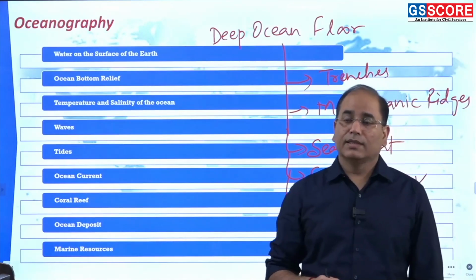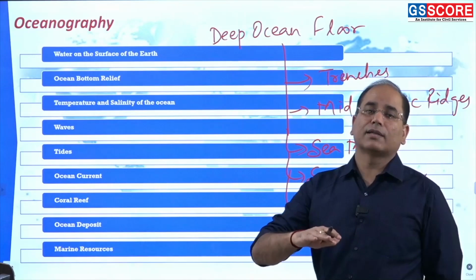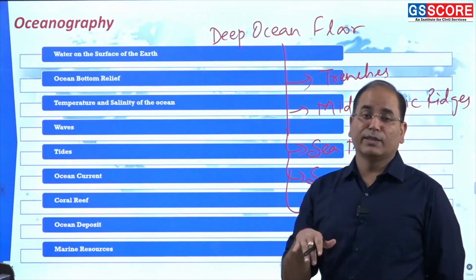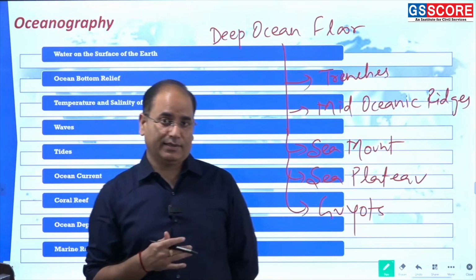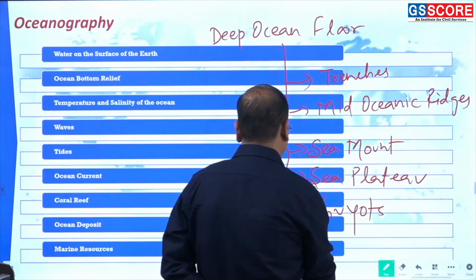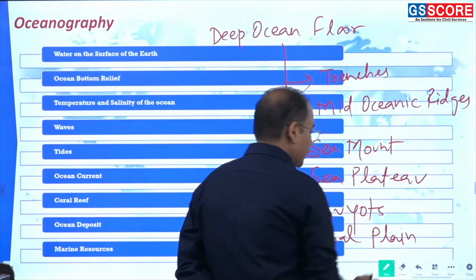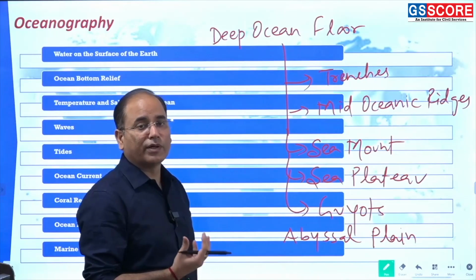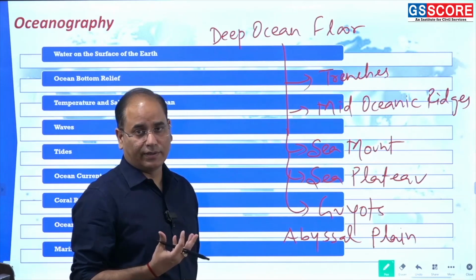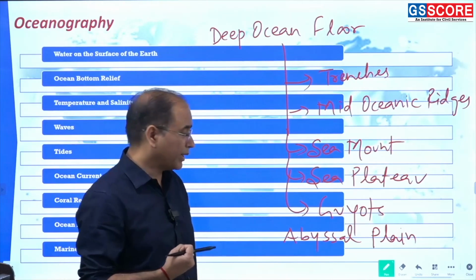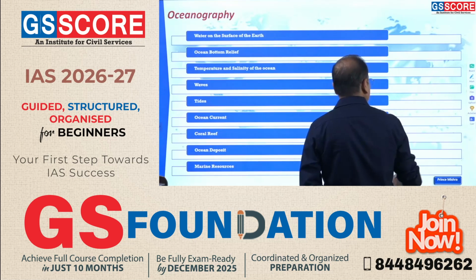Other than this, there are large scale flat surfaces also present within the deep ocean, which are referred to as abyssal plains. In fact, the abyssal plain happens to be one of the important places for the presence of large scale oceanic resources, marine resources, and oceanic deposits. So these are the topics that you are supposed to study.